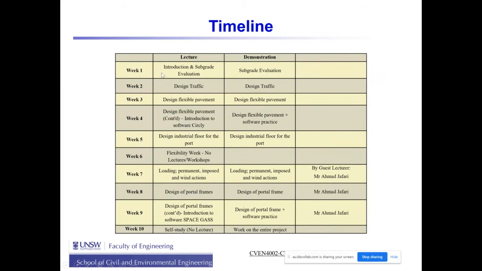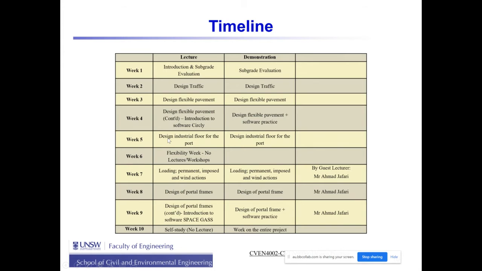And here is the timeline for the course. This week, I will give you an introduction to the whole structure of the course. Also, we go through subgrade evaluation. I'm not sure whether we can finish this part this week. We might continue this part next week also. In week 2, we mainly focus on design traffic for the road. Week 3 and week 4 are for the design of the flexible pavement for the access road. I briefly also explain how to use the software Circly for the design in week 4.